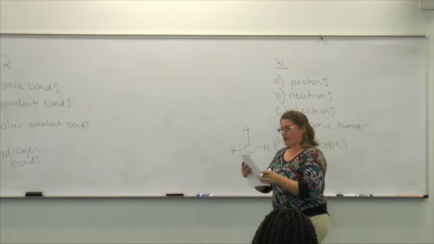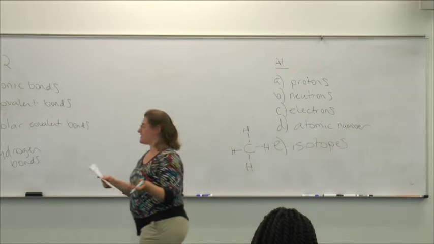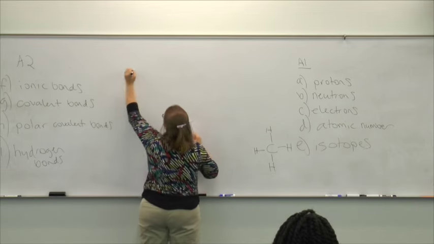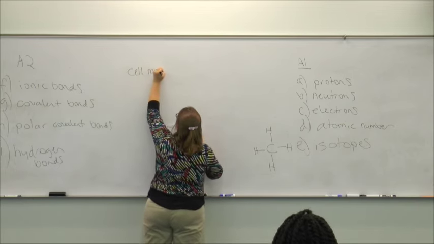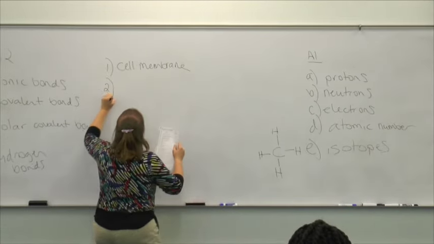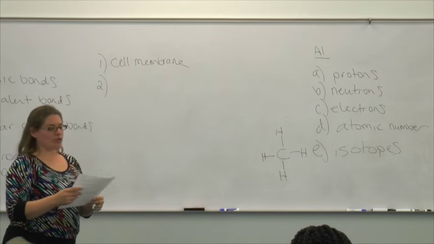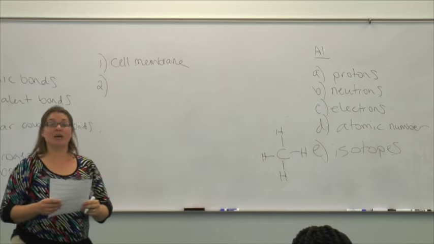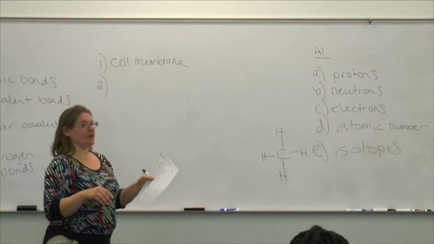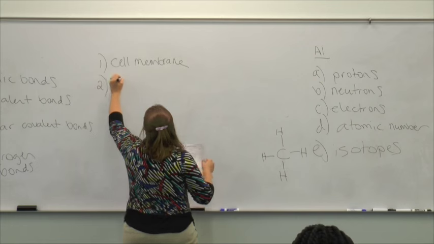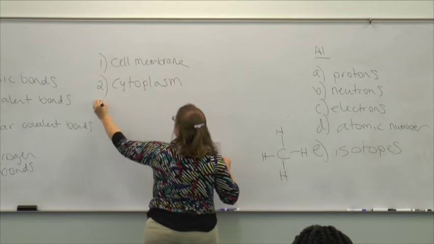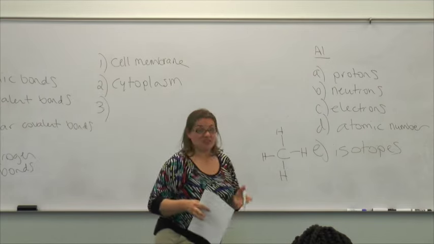So number 1 controls the movement into and out of the cell. What's that? The cell membrane. So what controls movement in and out of the cell? The cell membrane. Number 2, the watery material, which contains many of the materials involved in cell metabolism. Golgi? Golgi is a post office, right? The cytoplasm. It's mostly water. When you're in lab and you look at it under the microscope, it looks like nothing. It's mostly water.